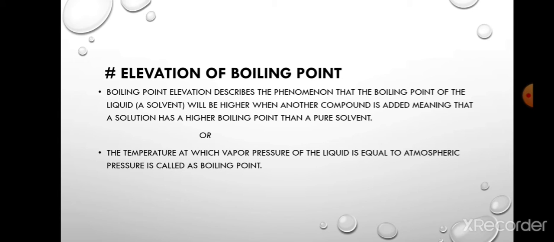Elevation of boiling point. Boiling point elevation describes the phenomenon that the boiling point of a liquid will be higher when another compound is added, meaning that a solution has a higher boiling point than a pure solvent. Or we can also say that the temperature at which the vapor pressure of the liquid is equal to the atmospheric pressure is called the boiling point.